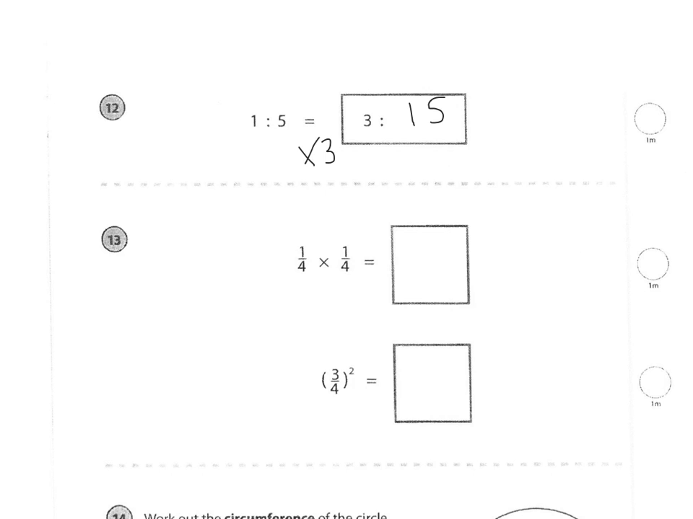Question 13, part 1, a quarter times a quarter. Multiplying fractions, we multiply the numerators, so 1 times 1 is 1. Multiply the denominators, so 4 times 4 is 16. 3 quarters squared is also really a multiplication. It's 3 quarters times 3 quarters. So 3 times 3 would give us a numerator of 9, and 4 times 4 would be 16.